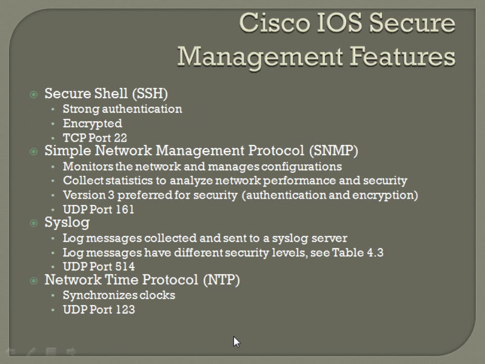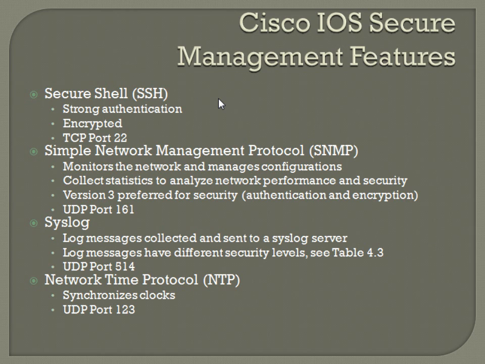And then the Cisco IOS itself has some secure management features. We already talked a little bit about SSH, Secure Shell. It's got a really strong authentication type, and it's encrypted, uses port 22. Even if you are able to grab some of the packets going across an SSH connection, it's very difficult to break those down and see what was going on. So that's why SSH is always recommended whenever possible.